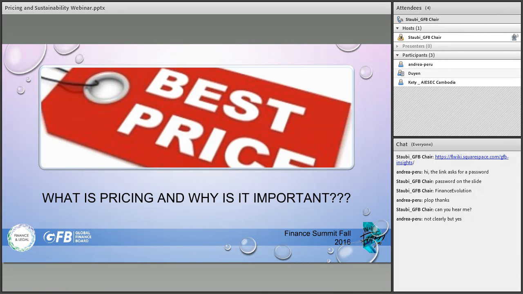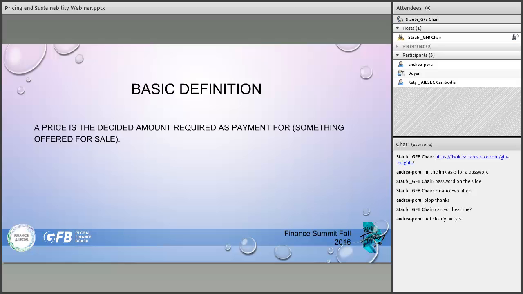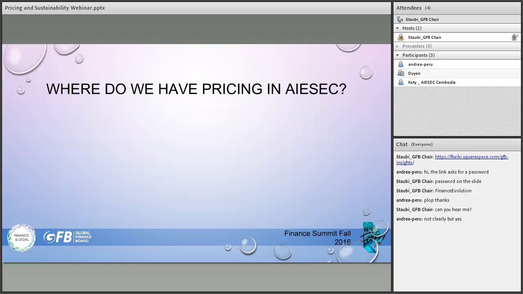Then let's get started. So what is pricing and why is it important? The basic definition of pricing is a decided amount required as a payment. So you're offering something and you get a certain amount of money for that. So far so clear, but the difficult thing is always to figure out how high the amount should be for the pricing in the end.